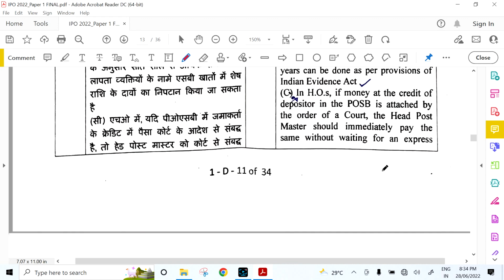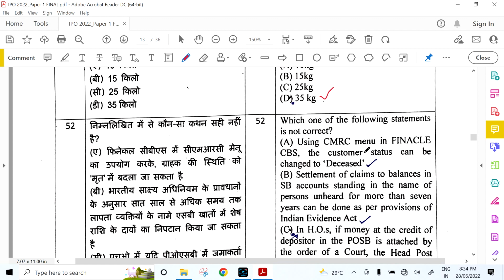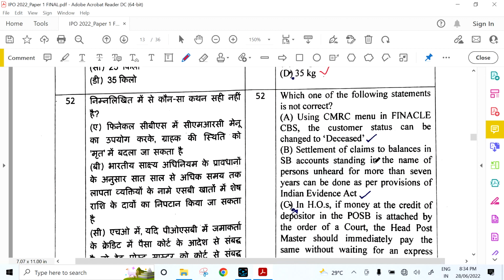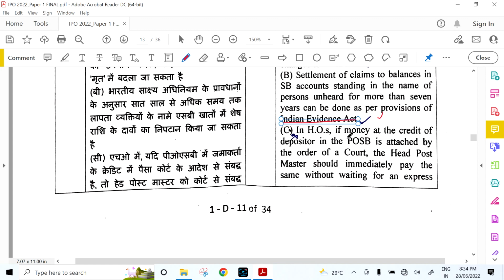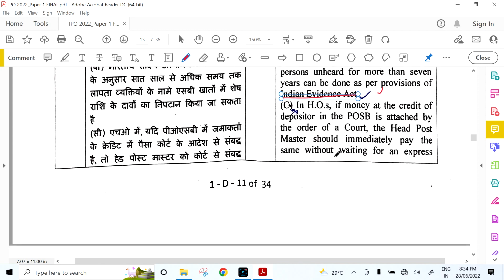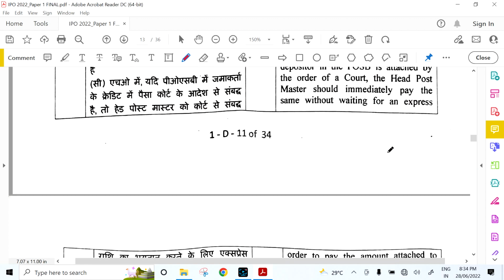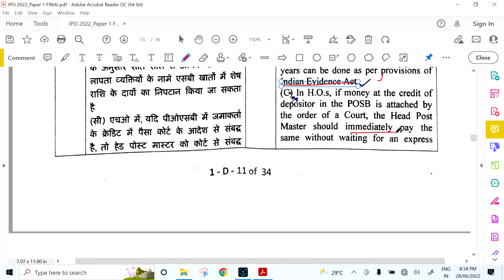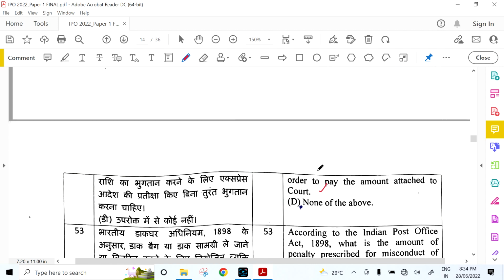Here the answer is C. Why? Because this is correct. CMRC for deceased is correct. Settlement of SB balances in the name of unheard persons of more than 7 years can be done with reference to Indian Evidence Act. That is also correct. Here, in HOs, if the money at credit of the depositor of POSB is attached by order of court, the head postmaster should immediately pay without waiting for an express order to pay the amount attached to the court. That is not correct. It should not be paid immediately. It should be confirmed. You should wait for the express order.